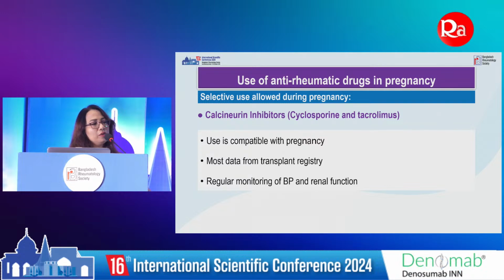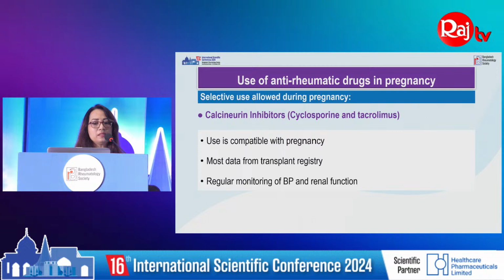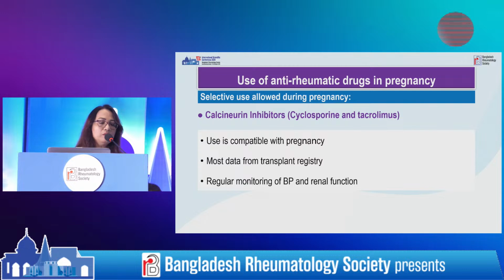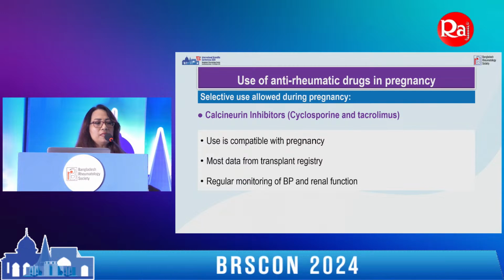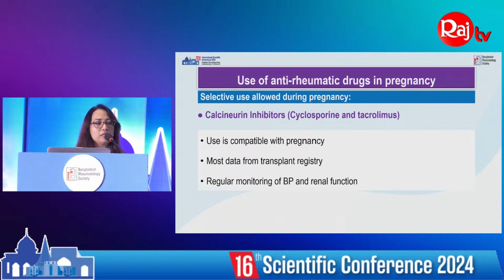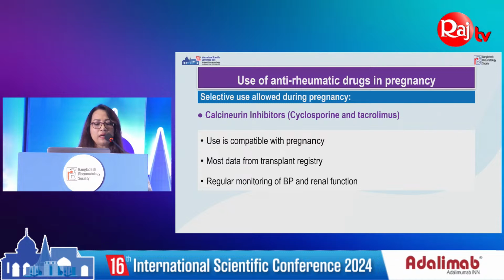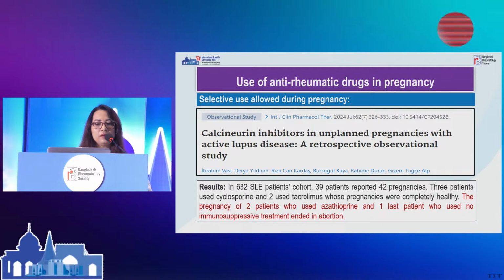Another very important drug we need to use is calcineurin inhibitors, that is cyclosporin and tacrolimus. This use is compatible with pregnancy, and most of the time this data came from the transplant registries, so the patient's comorbidity was there, but no congenital anomalies were shown, but prematurity and IUGR are common among these babies. So regular monitoring of blood pressure and renal function is recommended if we use these drugs during pregnancy.